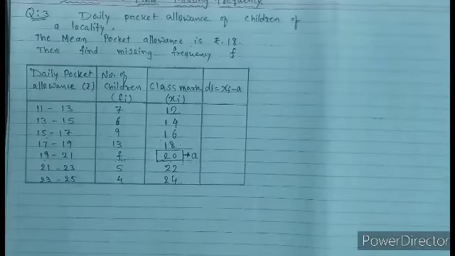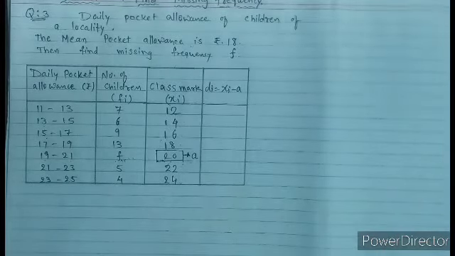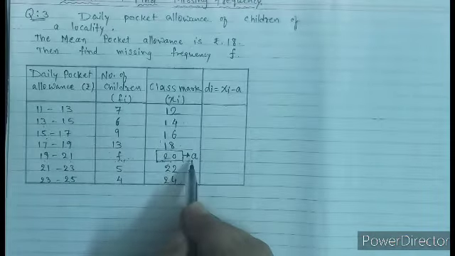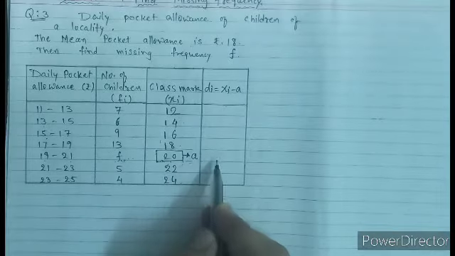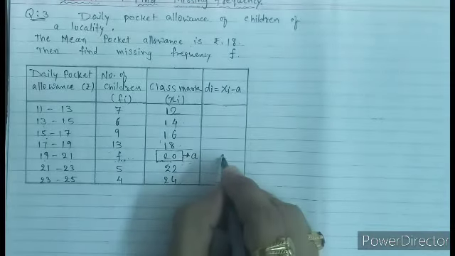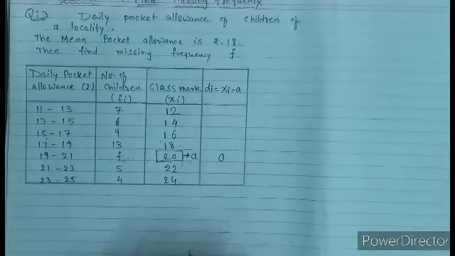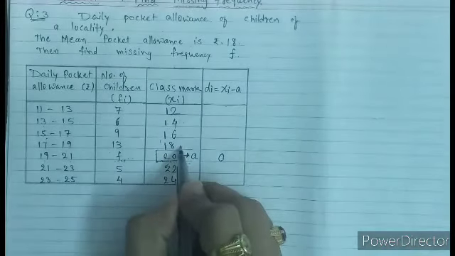Now, as we have to solve this question by the assumed mean method, we have to find di. di equals xi minus a. Here we will start from the value a. We know that the di in front of a will be 0, because in this case xi equals 20 and a equals 20, so 20 minus 20 equals 0. Now go to the upper value.